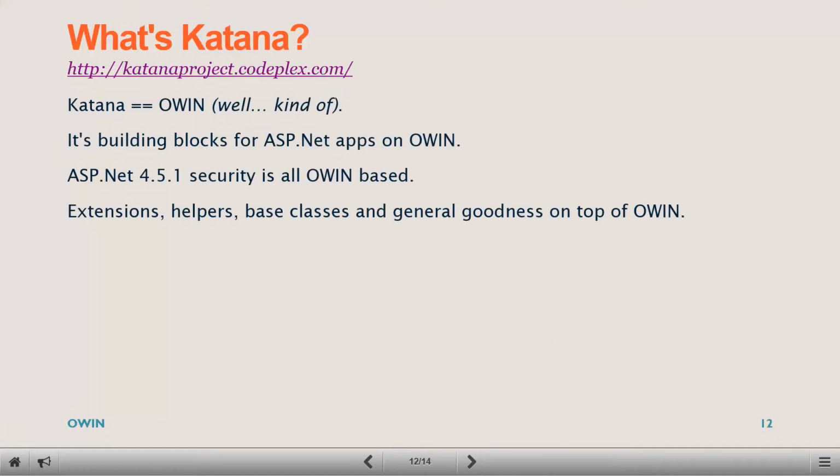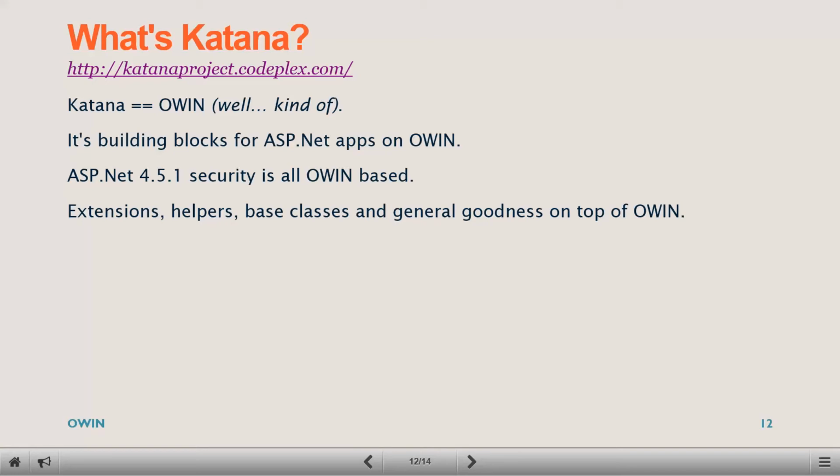So what's Katana, and what's it in relation to OWIN? If you want to talk very high level, Katana is OWIN. Katana is essentially Microsoft's series of extension methods on top of OWIN. OWIN is more of a, not a framework, but a design approach to building .NET web frameworks that are not specifically tied to a hosting platform. They aren't tied to IIS, which is what ASP.NET itself is.